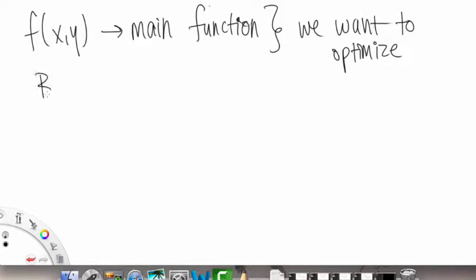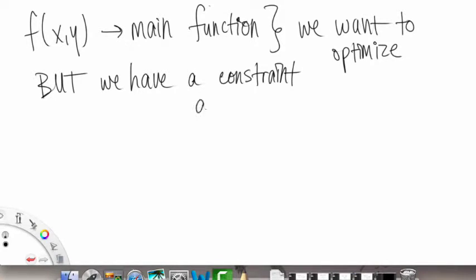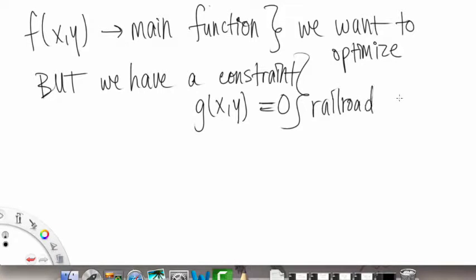But we have some kind of constraint, and this one I usually write as g of x y. We have a constraint g of x y is equal to 0 that we must abide by or follow, right? I think of the constraint like railroad tracks that we must stay on. We can't derail ourselves randomly. They impose a limitation on where we can move in order to satisfy this f of x y.